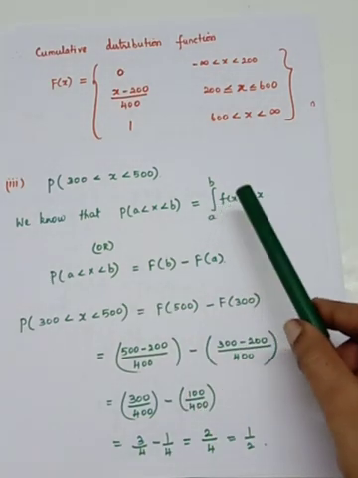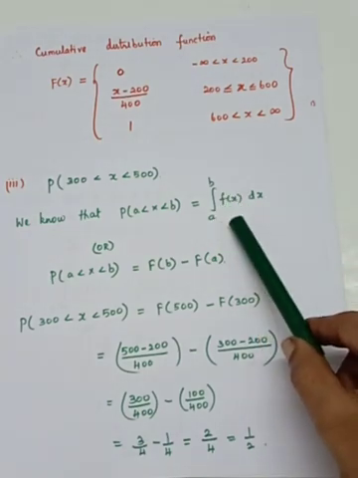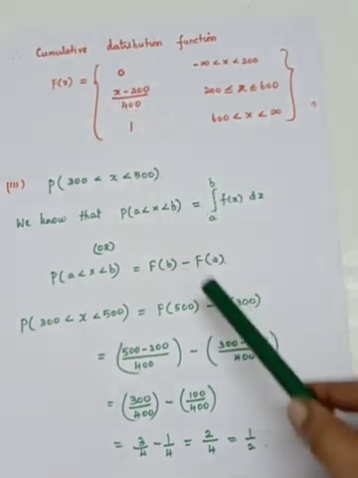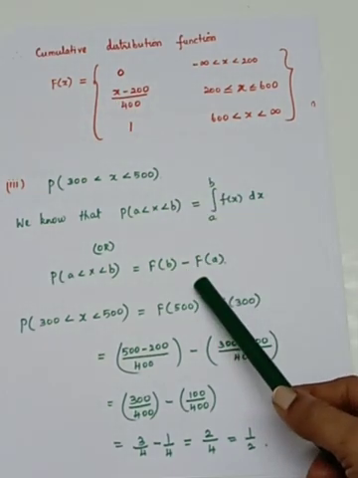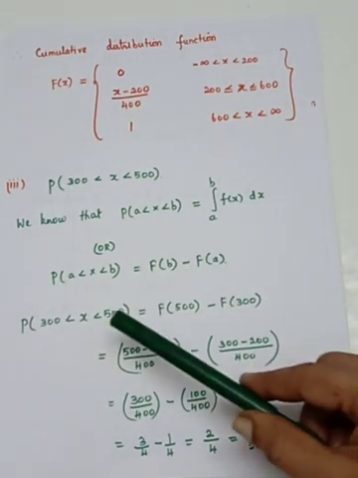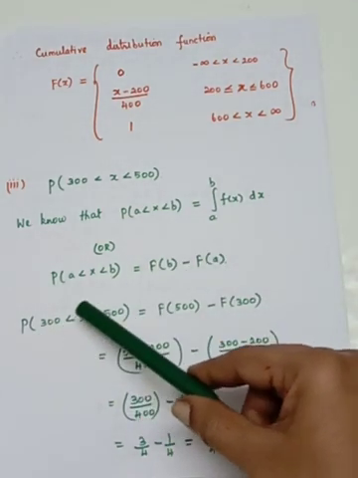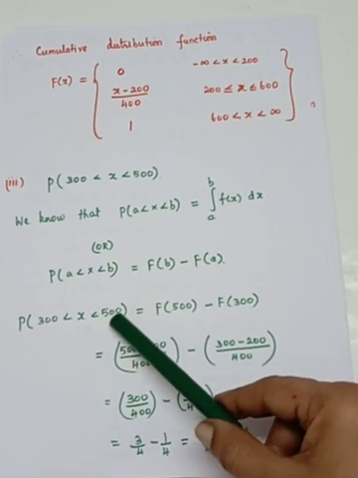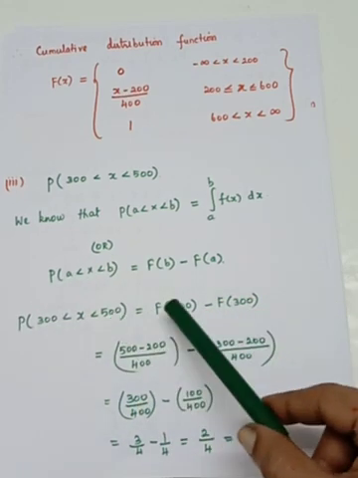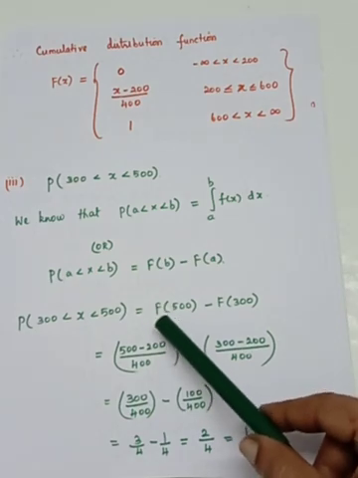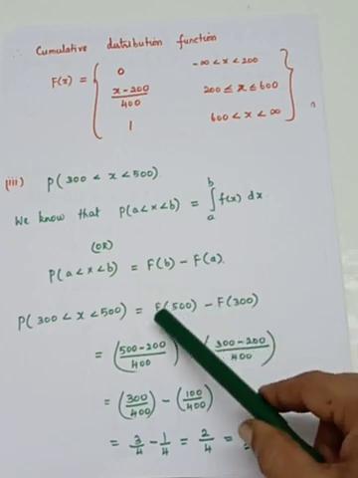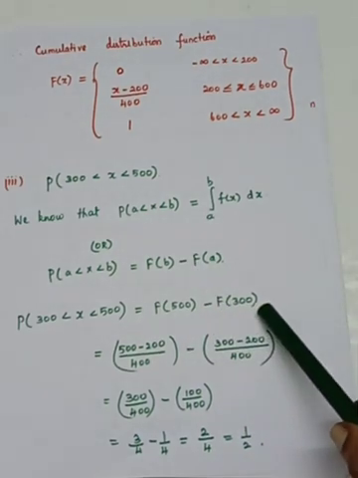With the first, you have to integrate and apply the limits. So you can avoid integration: if you have capital F of x, you can use this formula. Here in this formula you need not integrate. So I have chosen the second one. Probability of 300 less than x less than 500. So your A is 300, your B is 500. I'm going to use capital F, that is the cumulative distribution function. So what is the formula? F of B, so F of 500 minus F of 300.